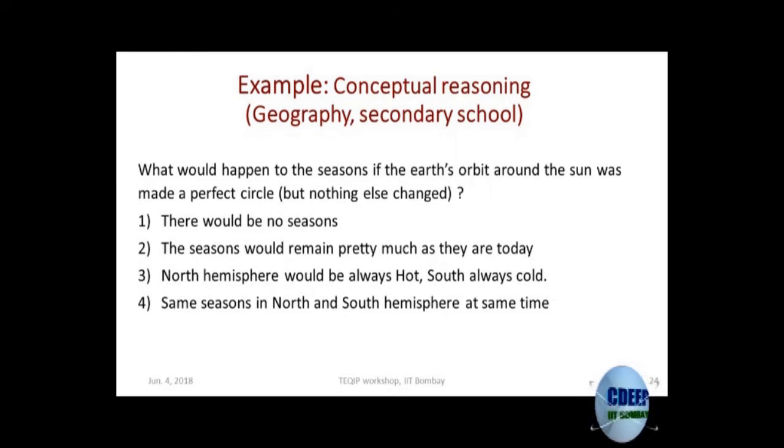Try this at home. For each of these questions, the choices seem very reasonable. And you have to really get into the core of the concept. How does the elliptical shape affect the seasons? What really affects the seasons? All those questions have to be discussed. This is something like 6th or 7th standard.